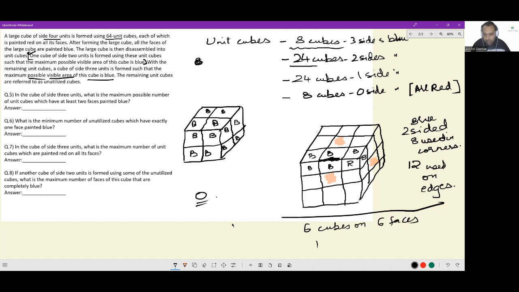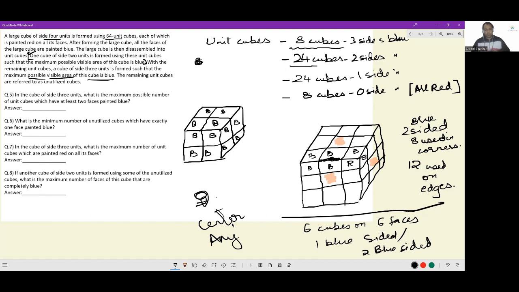They can either be one blue-sided or two blue-sided. And the one in the center could be any.